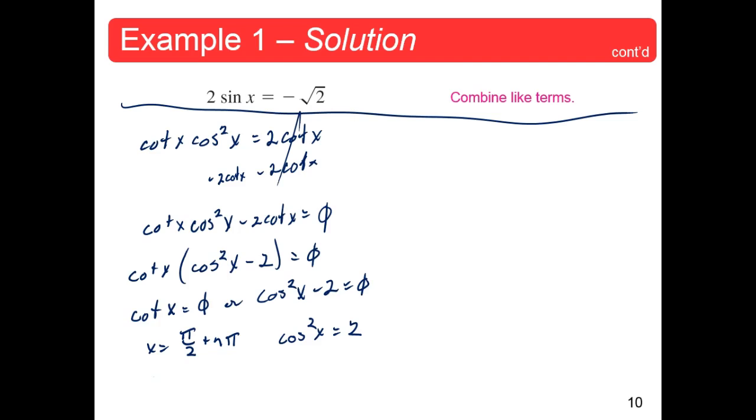Second? It's not going to work. Not going to work at all. Why? It's outside of the range of cosine. Because cosine is always between plus or minus 1, and there's no way you're going to square any of those numbers and get a 2. So this produces no solution. Okay. So we're just left with pi halves plus n pi, where n is any integer.